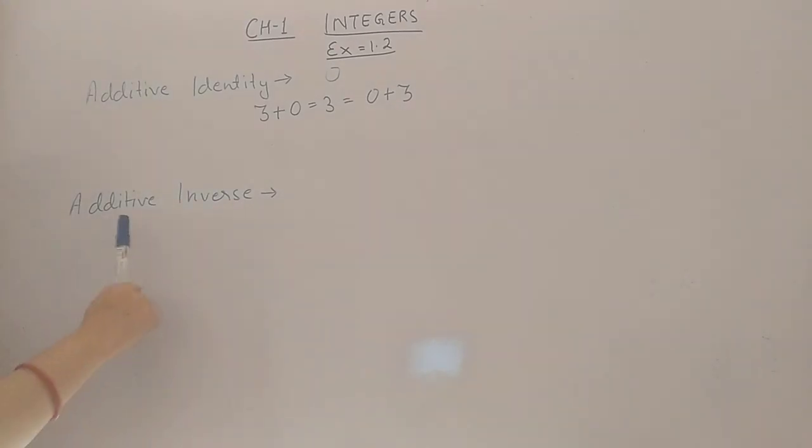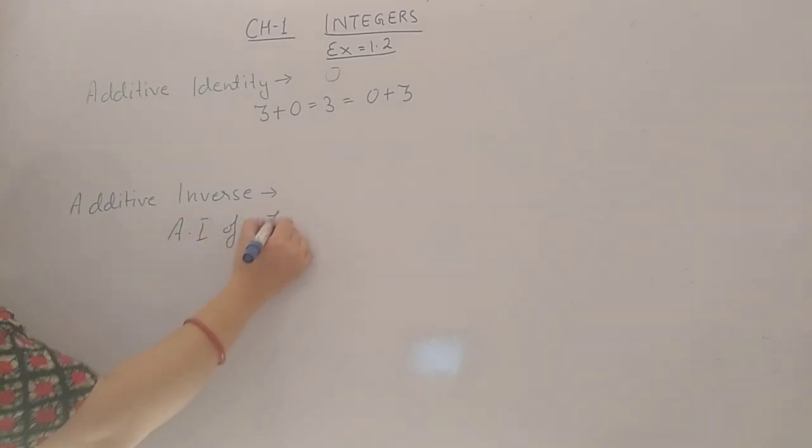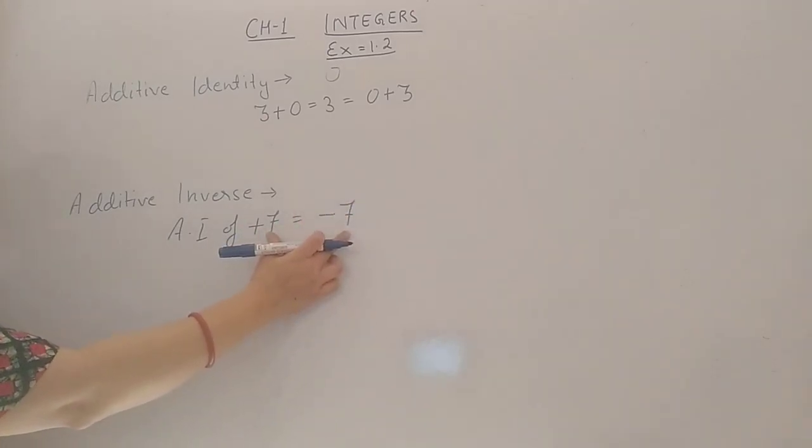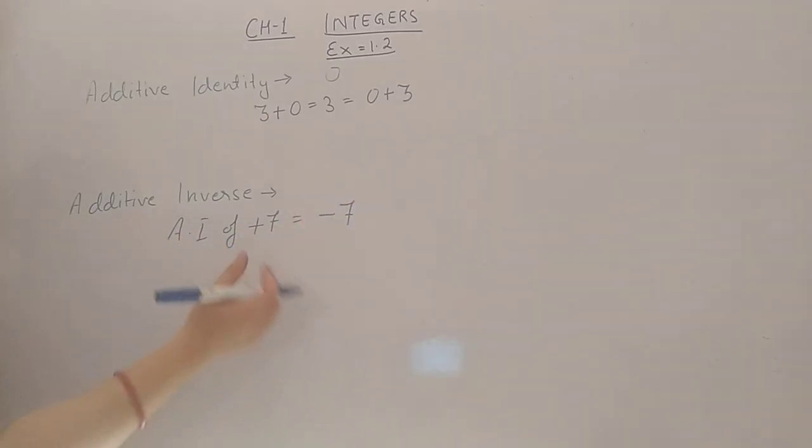After that we have additive inverse. Additive inverse means a number which has the opposite sign. Suppose the additive inverse of plus 7 is minus 7. If we add plus 7 and minus 7, the answer will be 0.